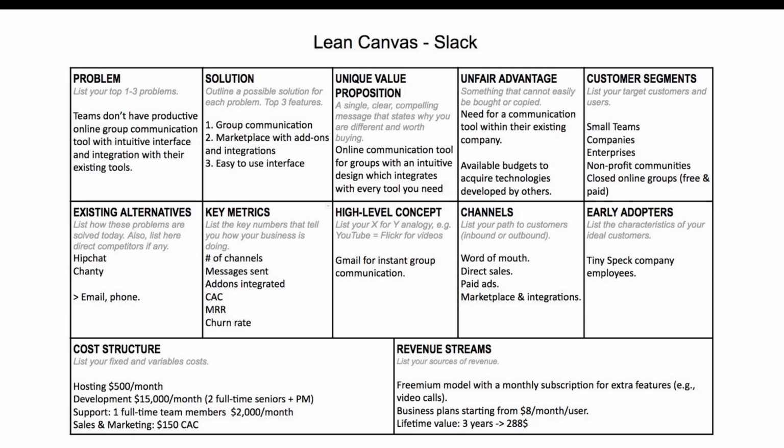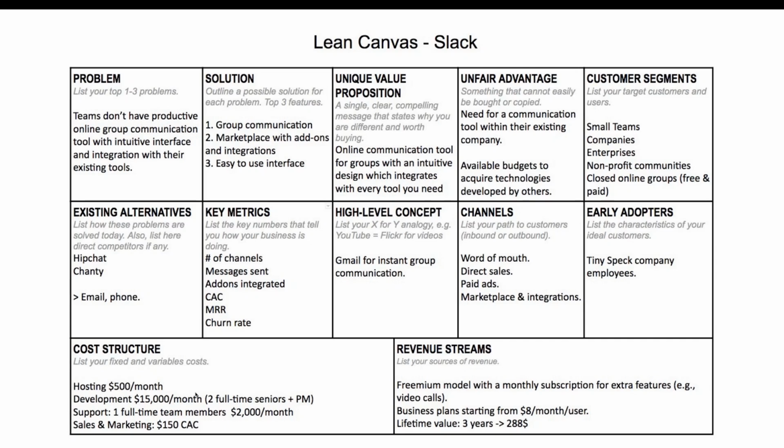Okay, the next block is cost structure. Here I tried to project some quick numbers based on our own experience building and running similar group chat software. So we have for hosting $500 per month, it's just for the beginning. Development, 2 full-time senior level developers plus a project manager, it will be like 15 grand per month. Then we have support, let's say 1 full-time team member at low cost, like 2,000 per month.